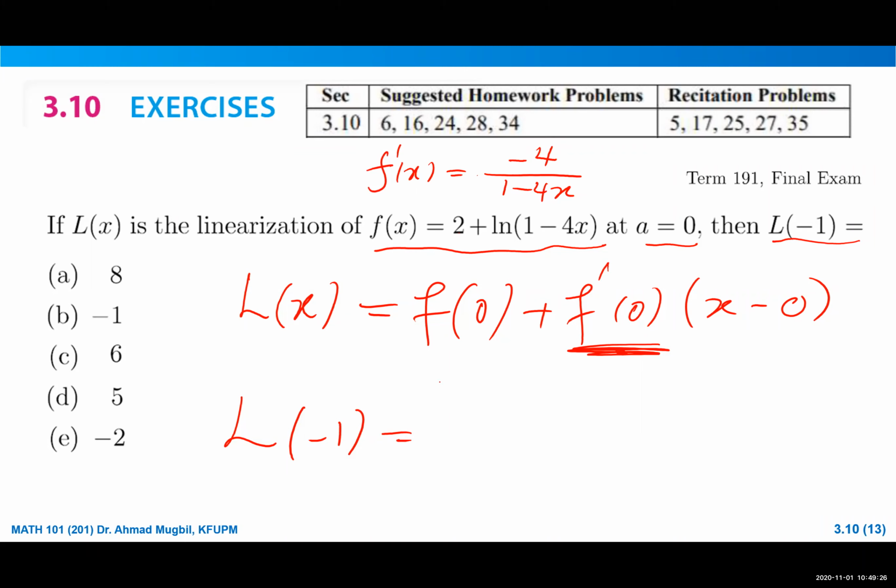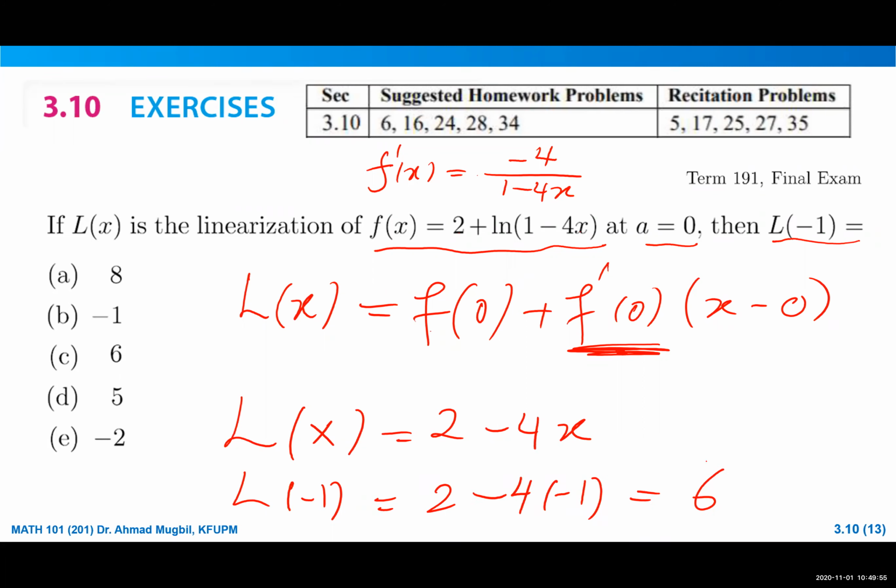Now evaluate it at 0. What is f at 0, by the way? f at 0 is 2. When x is 0, this will be ln 1 which is 0, plus the derivative at 0, which will be -4. So this will be -4x. Now this is L of x. L at -1 will be just 2 plus -4 times -1, which will be what? Number 6. Yes, and that's it.